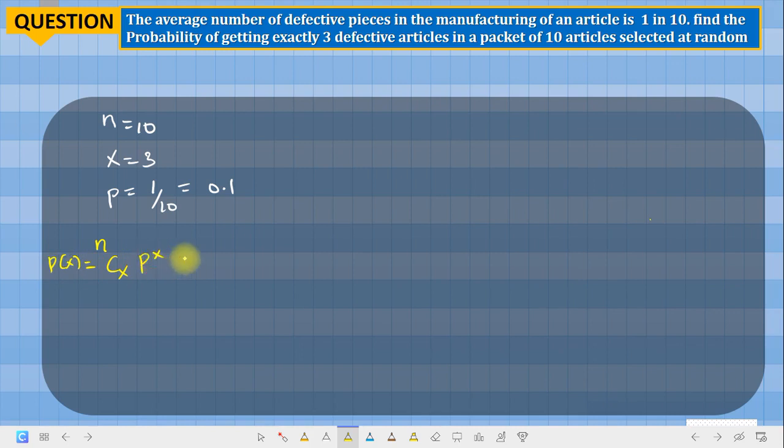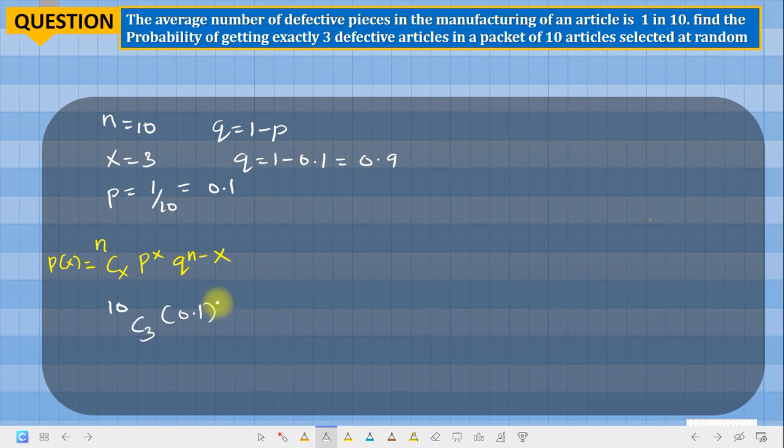P raised to the power of S, Q raised to the power of N minus X. Now, substituting into this equation, we are going to have 10 combination 3. Then our P is 0.1. But we've not looked for our Q. Our Q is 1 minus P. So Q will be equal to 1 minus 0.1, and this is equal to 0.9.